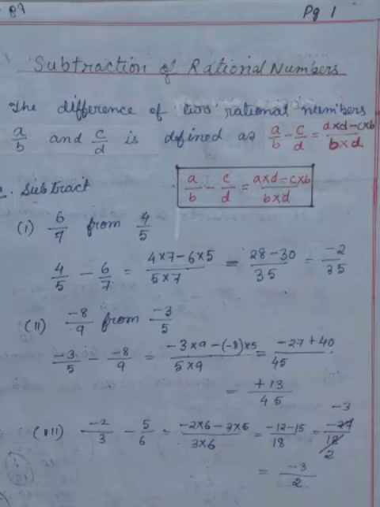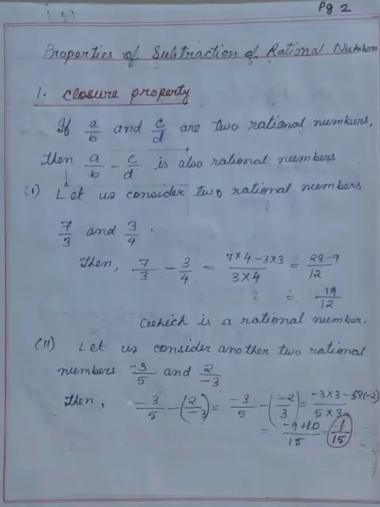Now we have to convert this to the standard form. So after cancelling out the numerator and denominator by the common factor 9, we get minus 3 by 2. Now let us see some properties of subtraction of rational numbers.